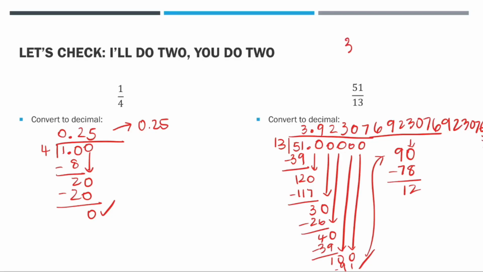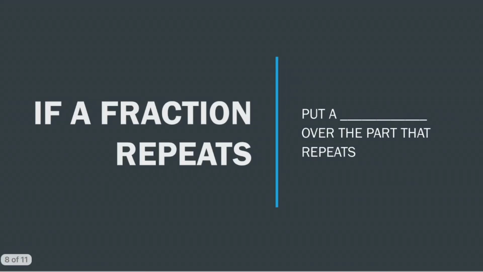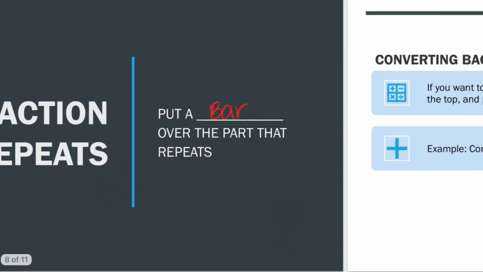To represent that, I would write 3.923076, and then I put a bar on top of all of that to show I'm actually going to be repeating those numbers. I can't rewrite them for infinity. You might also be asked to round it, and you would just say 3.92. But if you wanted to be more exact, it would look like this. And we can tell that it's a rational number because, like I said, it fits scenario 3 where you're repeating the decimal. So if a fraction repeats, you put a bar over the part that repeats.